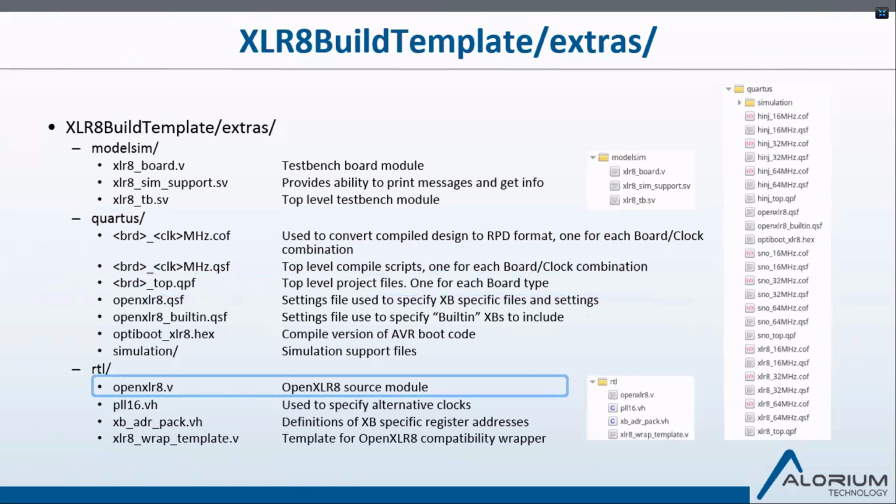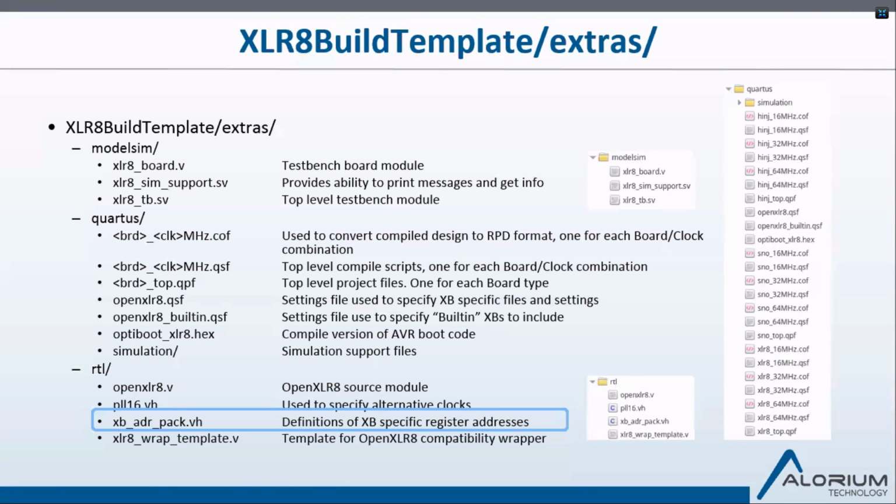Over in the RTL directory, we've got our OpenXLR8.v. This is the top level module of OpenXLR8. It's instantiated into the top level of the FPGA itself and provides the interface to that top level. The XB address pack is the file where we specify the configuration register addresses that we're going to be using within our custom logic. Those custom registers are determined by the user, but we need to assign addresses in the AVR address space in order to communicate with them.